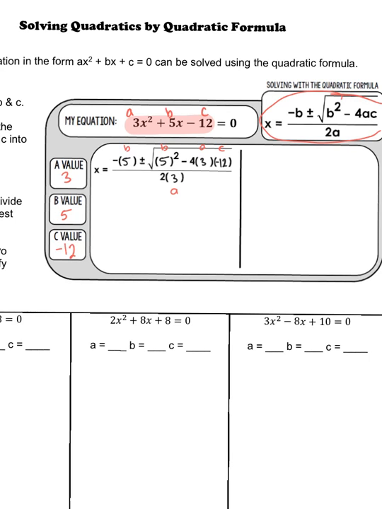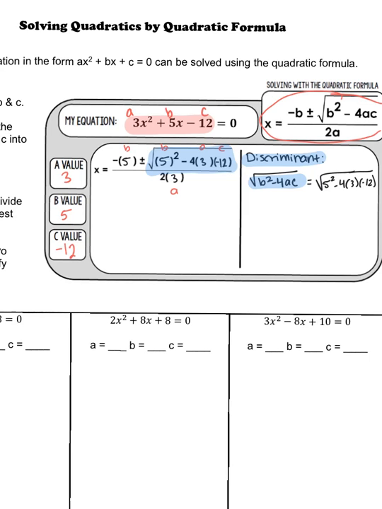Okay, I want to simplify this to make it as organized as possible. So what I'm going to do over here is I'm going to find what's called the discriminant. Okay, the discriminant is the square root of b squared minus 4ac. So it's really just the part of the quadratic formula that is in that square root symbol. That's all that is. Okay, we're just going to simplify that first. So in our case, this is the square root of 5 squared minus 4 times 3 times -12.